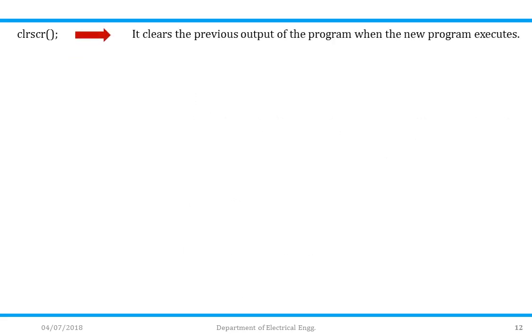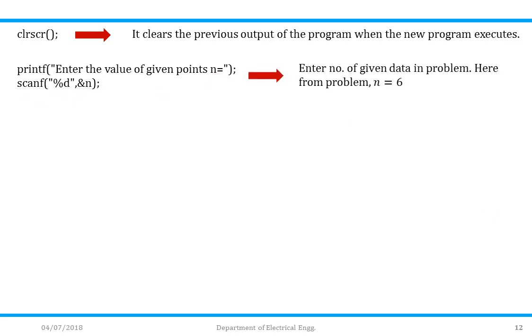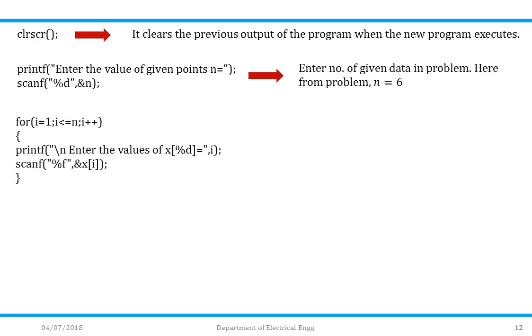clrscr. It clears the previous output of a program when the new program executes. printf, enter the value of given points n. Now as n is taken under integer and its format specifier is %d, that's why here we have written %d. Enter the number of given data in a problem. Here from the problem n equal to 6.